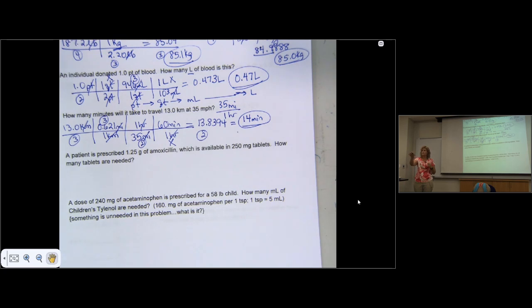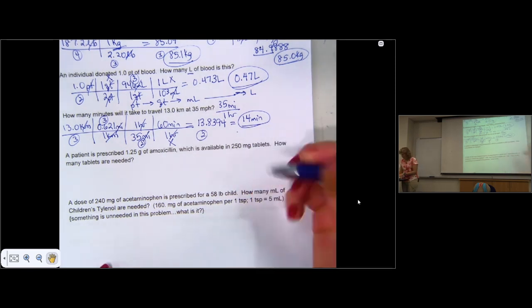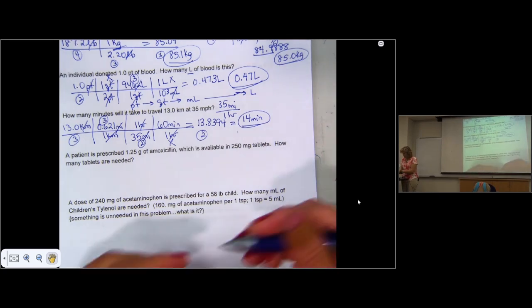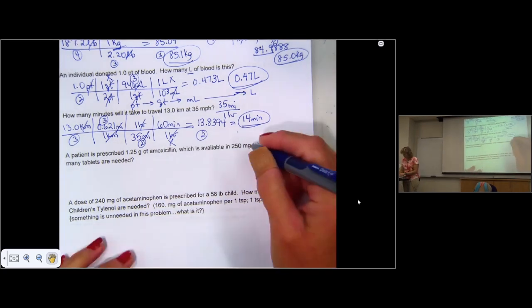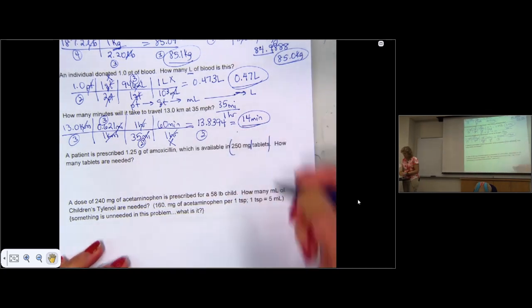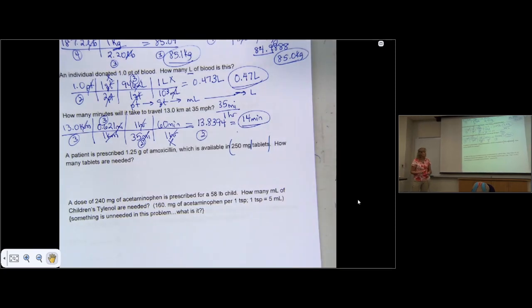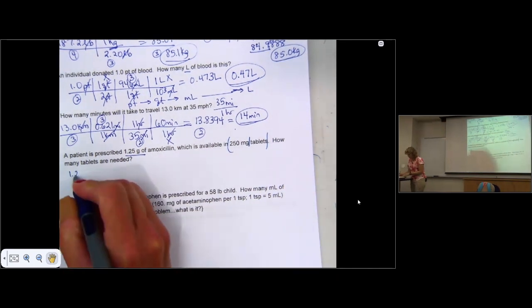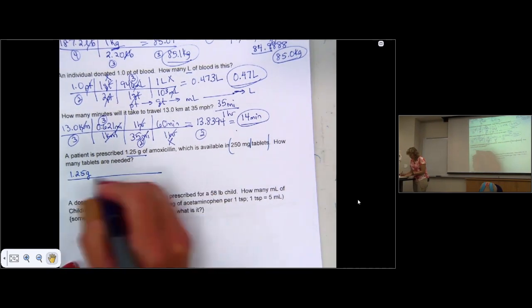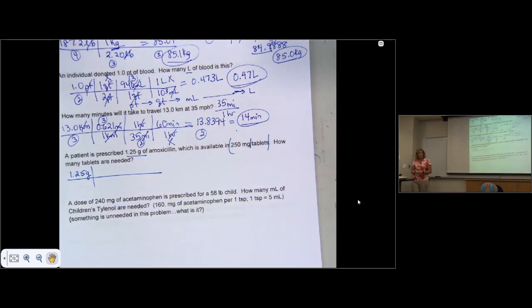250 milligrams per tablet. When I ask you what the conversion factor is, that's exactly right. 250 milligrams per tablet. That is a conversion factor, which means then what's the given? 1.25 grams. So I want to just be quiet for a minute and let you try this. Try this problem.